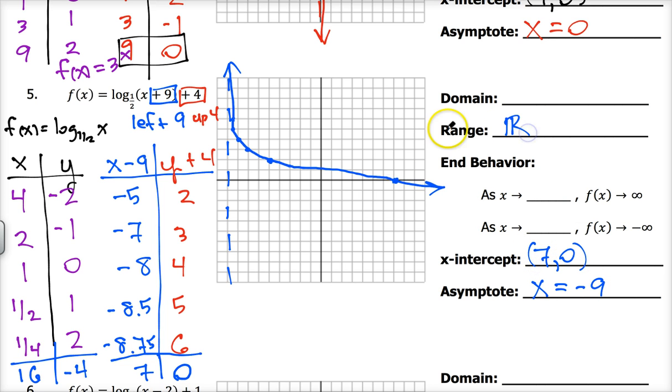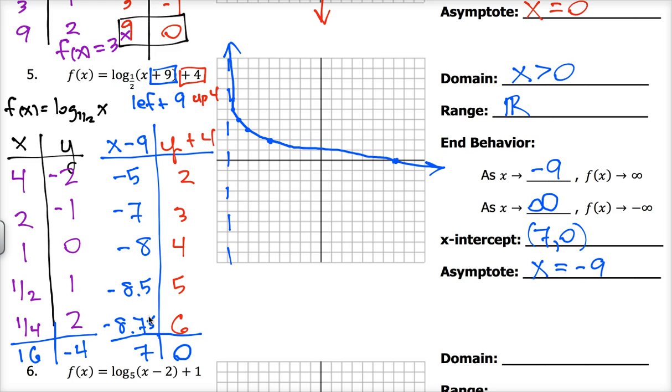Range, all reals. Domain, all the x values that are greater than -9. As y gets larger here, x approaches negative 9. Okay, x approaches that vertical asymptote at negative 9. And as y gets smaller, x approaches infinity.